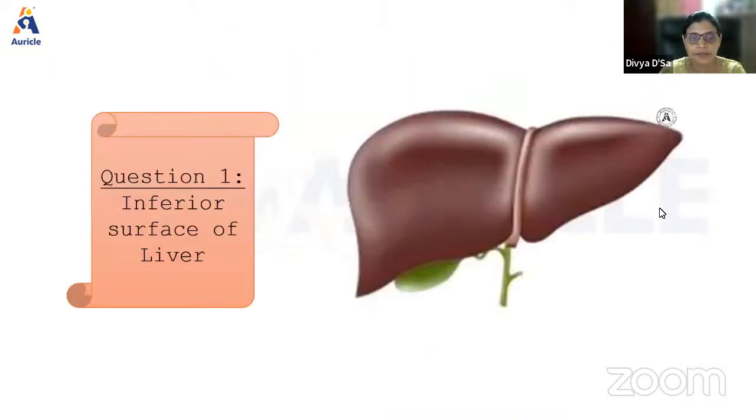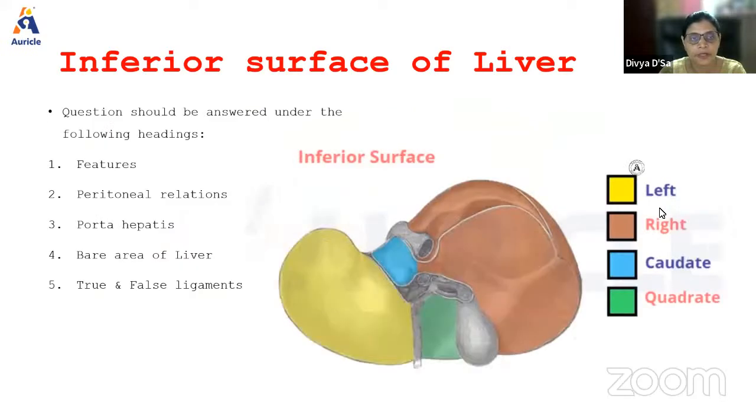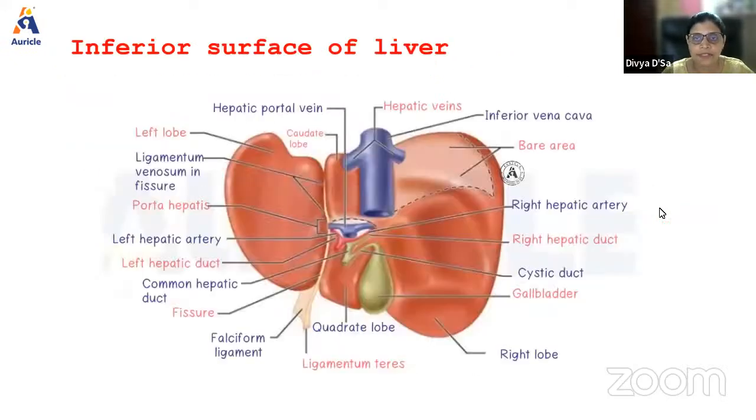So first is the inferior surface of the liver. Here you need to know the features, what the peritoneal relations are, the porta hepatis which is present there, the bare area of the liver, as well as the true and false ligaments of the liver. The inferior surface is also called the visceral surface of the liver, because most of the viscera come in relation with this surface of the liver.